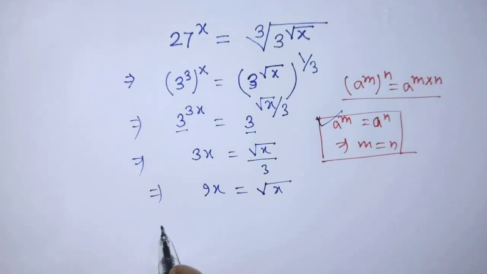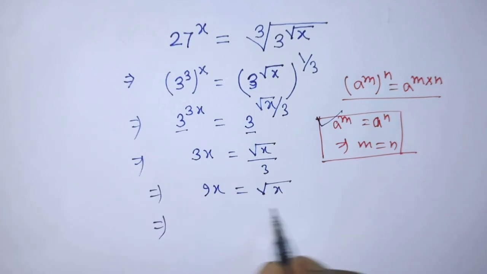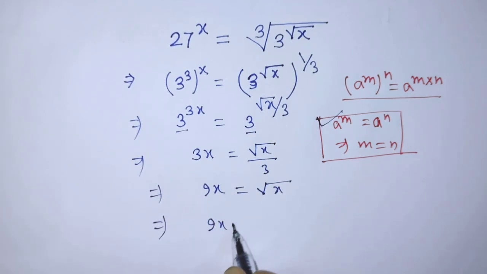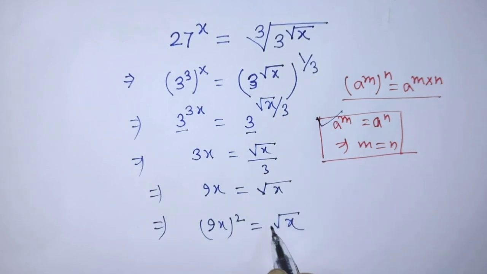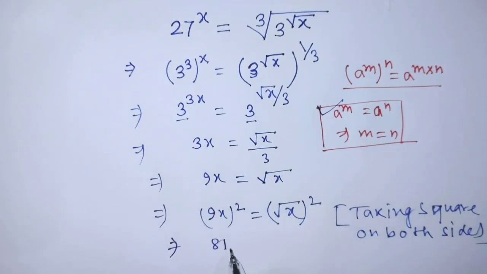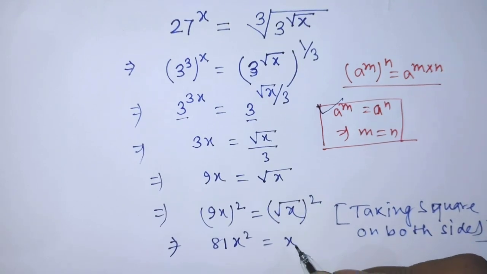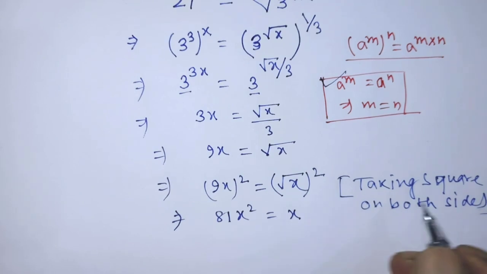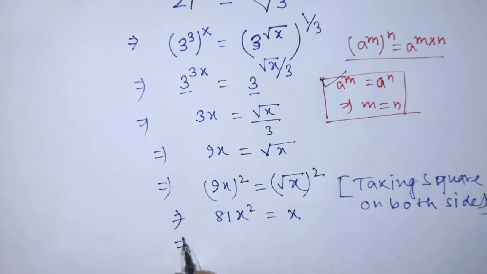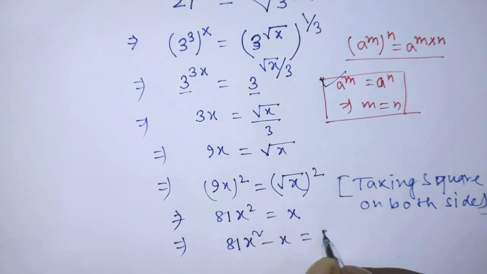So guys, now we have to take square on both sides of this equation, then it will be 9x whole to the power 2 is equal to square root of x whole to the power 2. So it will be 81 times x square is equal to x. So guys, now we have to transpose x from right hand side to left hand side, then the left hand side becomes 81 times x square minus x is equal to 0.